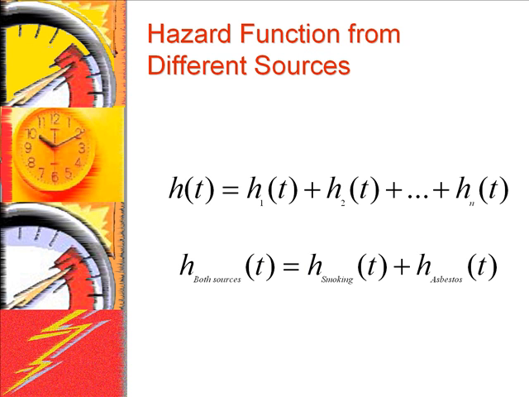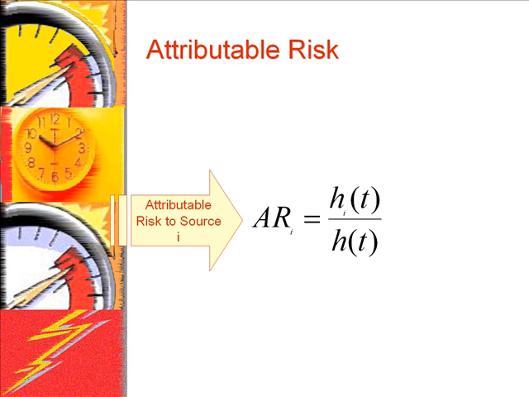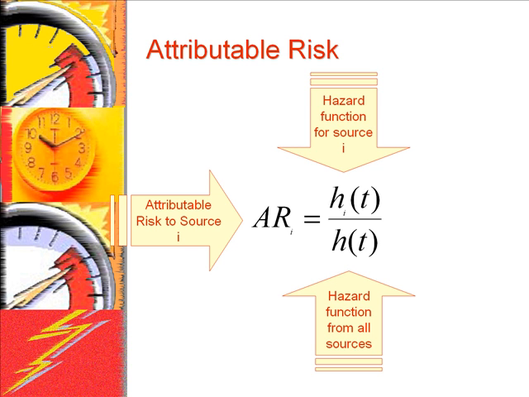For example, under the assumption of independence, the hazard function for a smoker exposed to asbestos is the sum of the hazard due to smoking plus the hazard due to asbestos. The attributable risk due to a cause is calculated as the ratio of its source-specific hazard rate divided by the hazard function from all sources. An example can help demonstrate this concept.